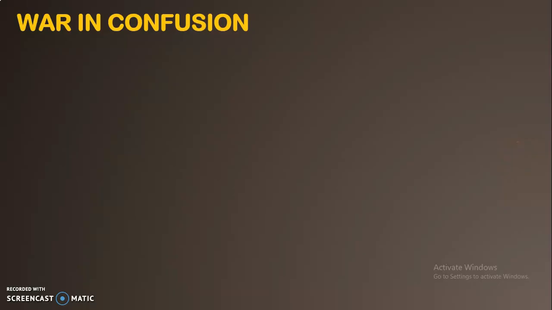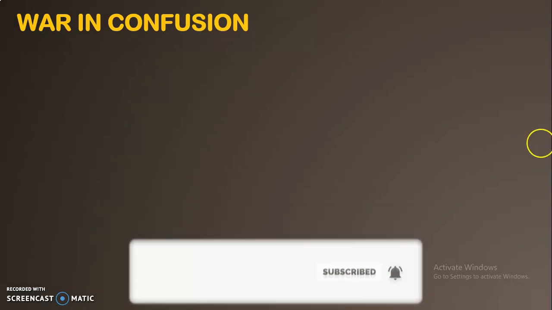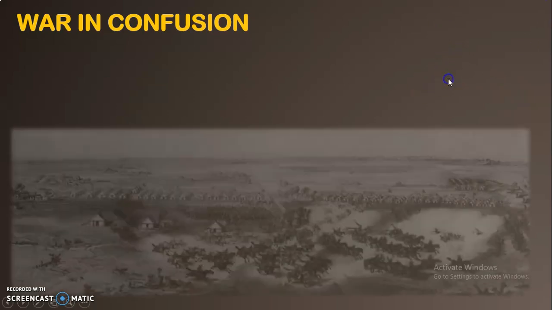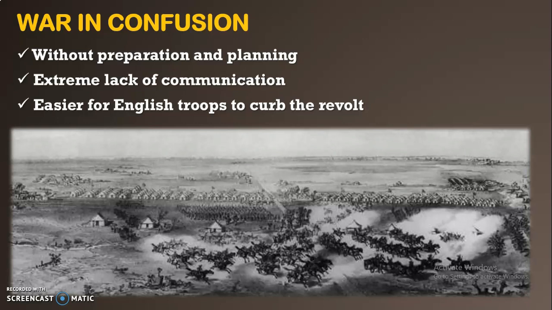Well viewers, here we have the very first reason of the failure of the war, and that is the war in confusion. So when we talk about this one, let's see what content we have related with it. The first one we have over here is without preparation and planning. Well, the foremost cause was the sudden start of the war in confusion without any preparation or proper planning. Secondly, since there was an extreme lack of communication and coordination among various groups of freedom fighters who started their uprising according to their own wishes, it became very easy for the English troops to curb the revolt in different areas one by one instead of dealing with them all together.